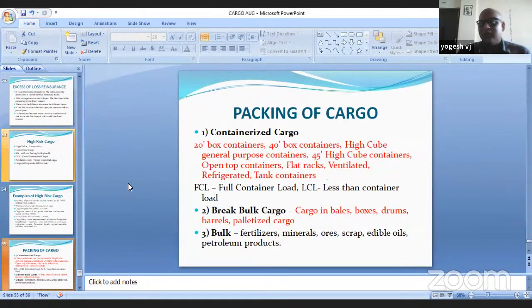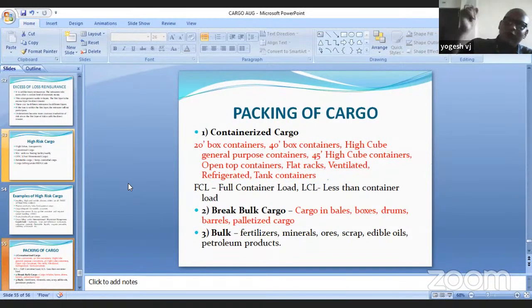Now, 20 feet box containers, 40 feet box containers, high cube general purpose containers which are 45 feet, high cube containers, open top containers, flat racks, etc. There are quite a lot of such containers.